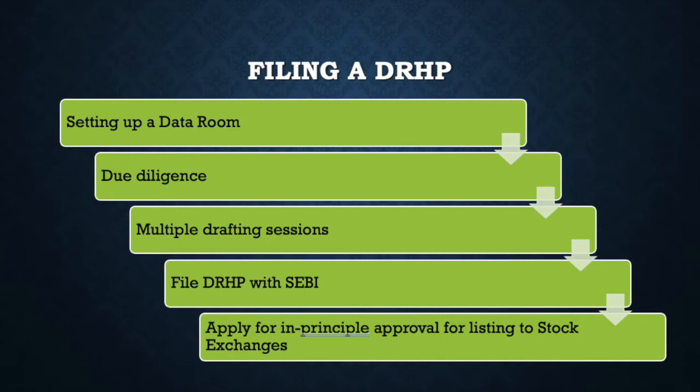Once we've finished drafting the draft red herring prospectus and everybody's signed off on it, everybody's happy with it, we can then go ahead and file the draft red herring prospectus with SEBI. Now, all that I've mentioned so far, from the kickoff meeting till the filing of the draft red herring prospectus, can take anywhere between 2 to 6 months or even longer if it's a very, very large company. Now, obviously, the volume of work depends upon how large the company is.